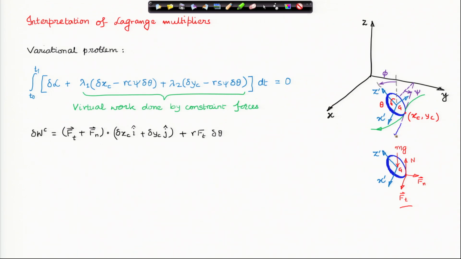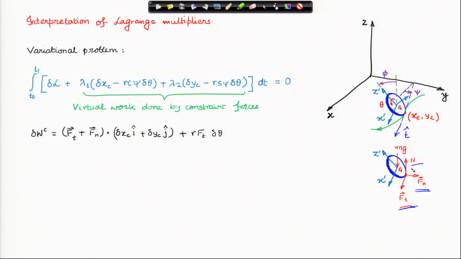This is our tangent to the path. This, therefore, is the tangential force at the point of contact. This is normal to the path. This is the force which is normal to the path. I have chosen to decompose the constraint forces, in plane constraint forces, as tangent to the path and normal to the path, Ft and Fn vectors.